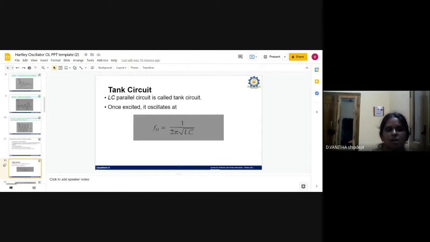Here we are using a tank circuit. The LC parallel circuit is called the tank circuit. Once the tank circuit is excited, it oscillates with a frequency. The frequency is 1 by 2 pi root of L into C. Here L is the inductance and C is the capacitance. So the maximum frequency is calculated by using this formula.